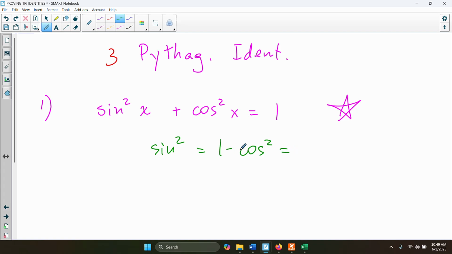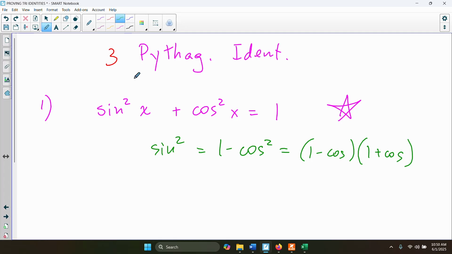But also recognize that this could be broken up by factoring into 1 minus cosine times 1 plus cosine, its conjugates. The conjugate being really the same factor, except for the plus or minus in between the two terms. It's a binomial. Okay, so that's going to be an important thing in itself.